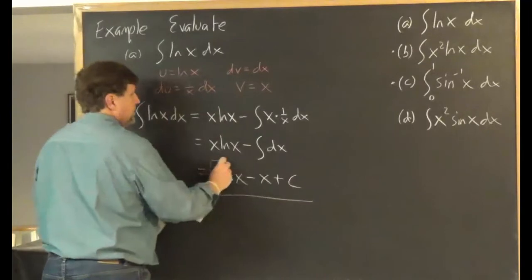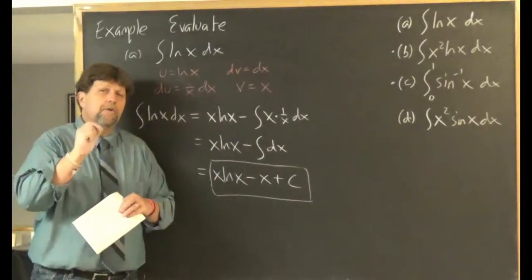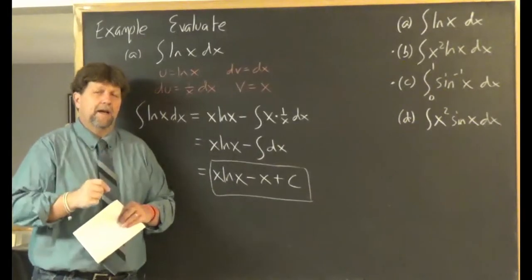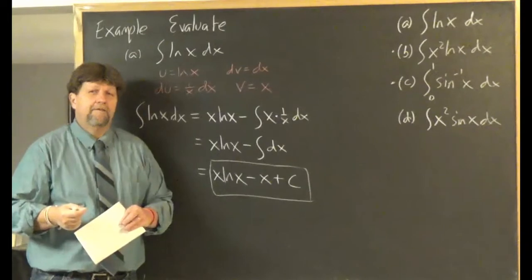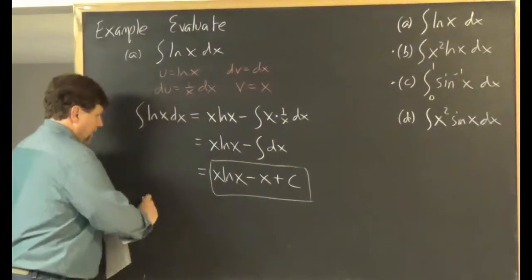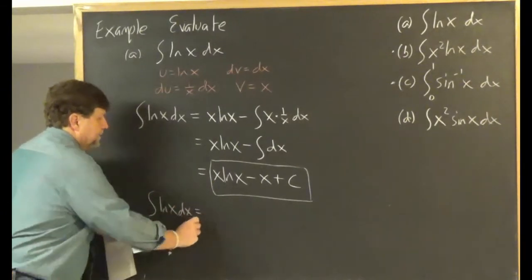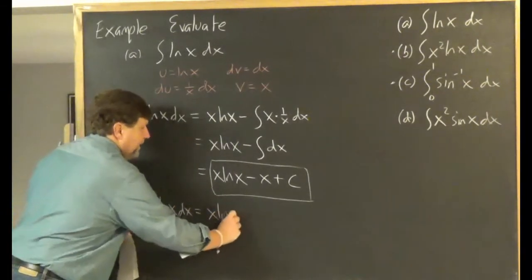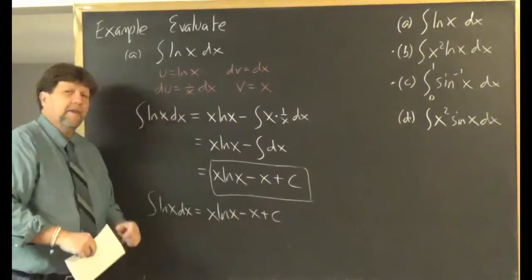And check it out, folks. Up until right now, you knew the derivative of natural log x. But you didn't know what the antiderivative of natural log x is. Now you know. Now you know that the antiderivative of ln x dx is x ln x minus x plus c. So that's like a formula that you now know.